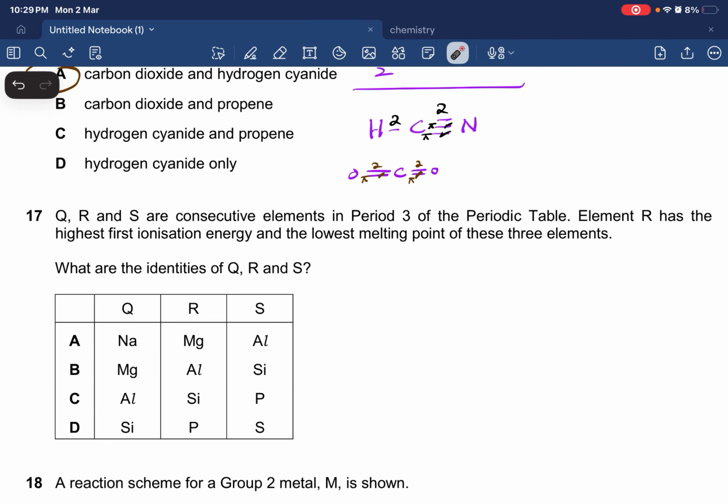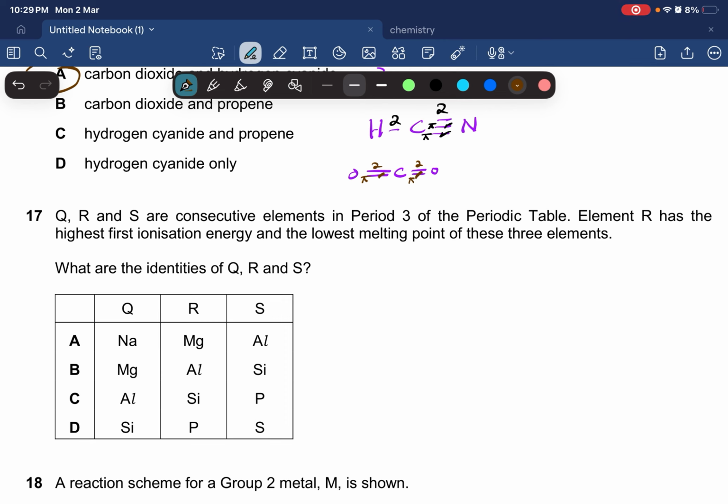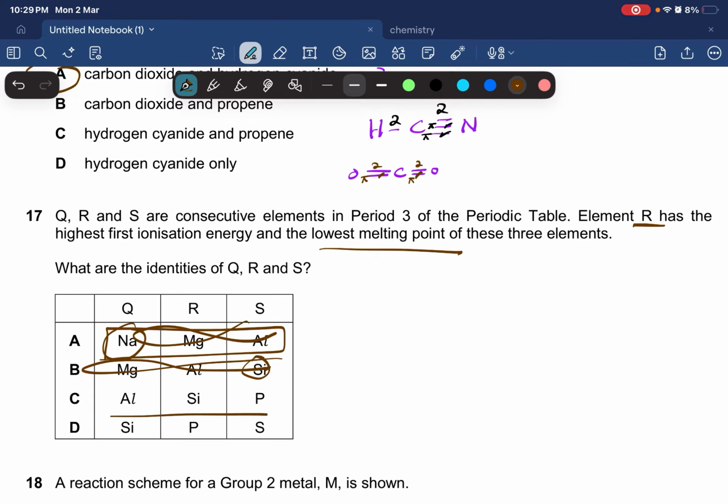Q, R, and S are consecutive elements in period 3 of the periodic table. Element R has the highest first ionization energy and the lowest melting point of these three elements. Over here, the lowest melting point is going to be of sodium. R should have it. Magnesium, aluminum, and silicon. Highest melting point is going to be of S, so cross. Over here, silicon is going to have the highest melting point. Okay, R has the highest melting point. Over here, also silicon is going to have. So we wanted in which R has the highest.